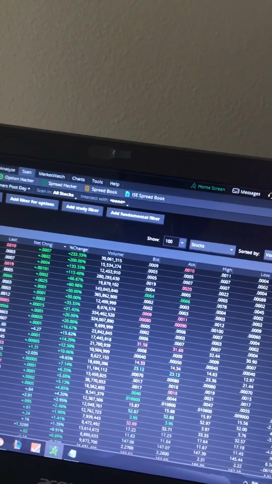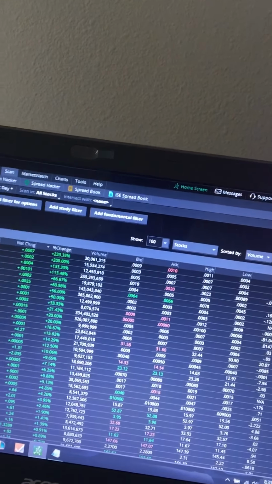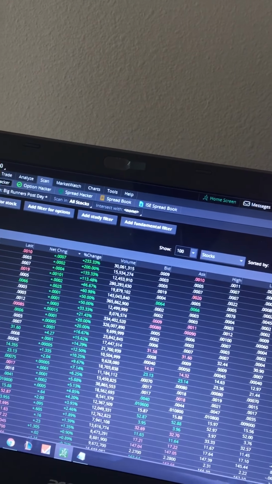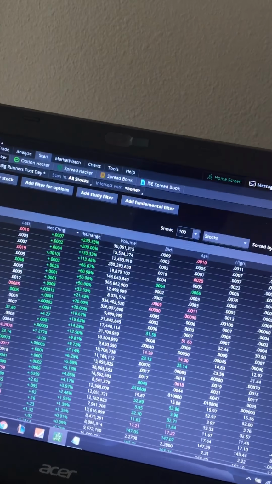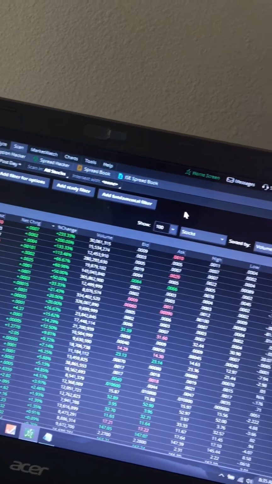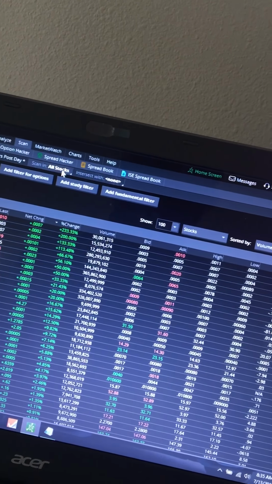I want to keep it short, about 4 or 5 minutes, and I just want to go ahead and talk about how I use these scanners to find my stocks to day trade. So right here we're on Thinkorswim, just a simple account. I want to go ahead and scan for my stocks in the morning.